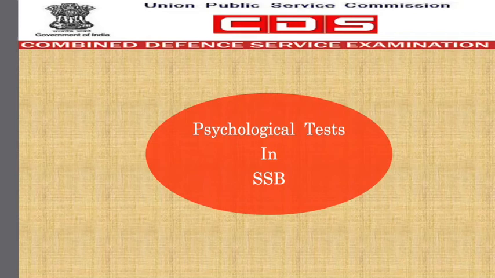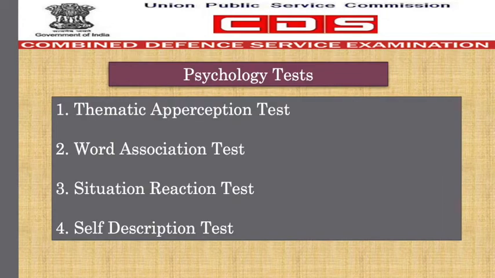Hi friends, as promised, we are going to talk about psychological tests in SSB today. As you are aware, there are four parts of psychological tests in the SSB. They are thematic perception test, word association test, situation reaction test, and self-description test. In my previous video, we have already spoken about thematic perception test, also known as picture writing test. Today, in this video, we will talk about word association test.